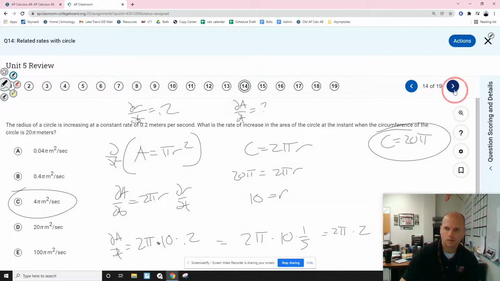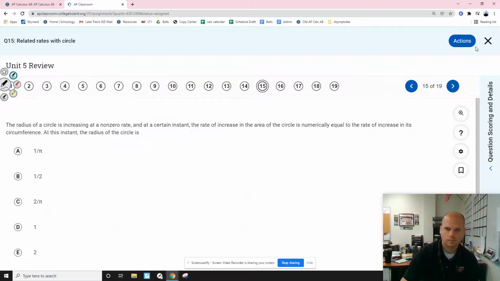All right. Radius of a circle is increasing and not zero. All right.